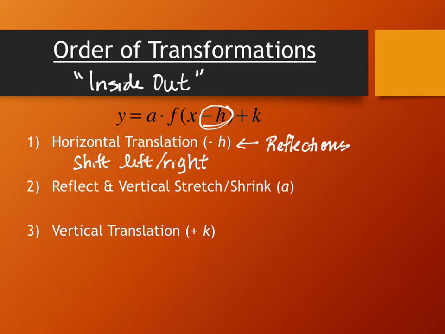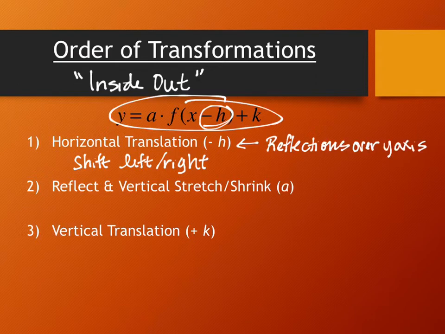This also includes the reflections over the y-axis. We would do those first as well because they occur inside. We're doing the things inside first is the point. So shifting things left and right, any reflections over the y-axis. I don't have it in this particular, how this is set up here. There's not a reflection. The second thing, number 2, is reflect and vertical stretches or shrinks.